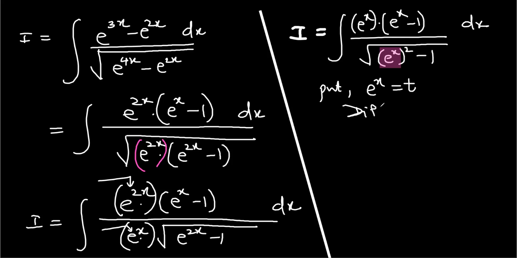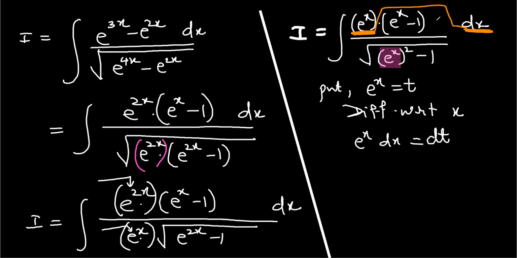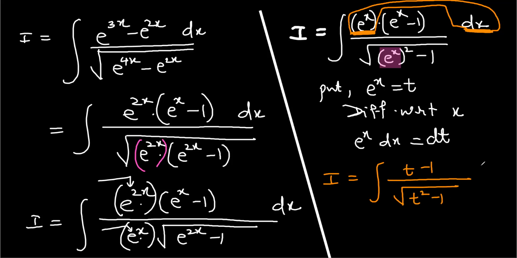Then I differentiate with respect to x. And when I do that, see what I get. I get e raised to x dx equals to dt. So now here I get t square minus 1. Here I'll get t square minus 1, and see this e raised to x dx will be dt. So the new integral that you write in t is I equals to, this whole thing is dt, and e raised to x is t, so this bracket is t minus 1 over square root of t square minus 1 dt.